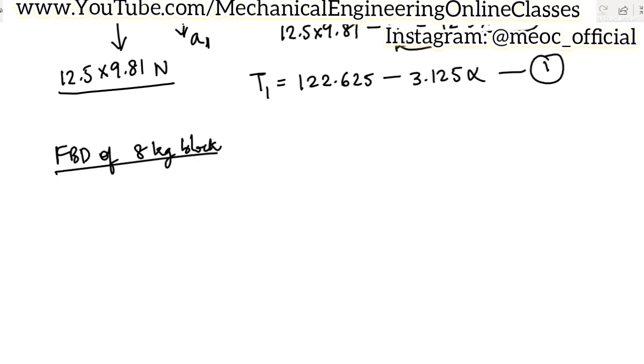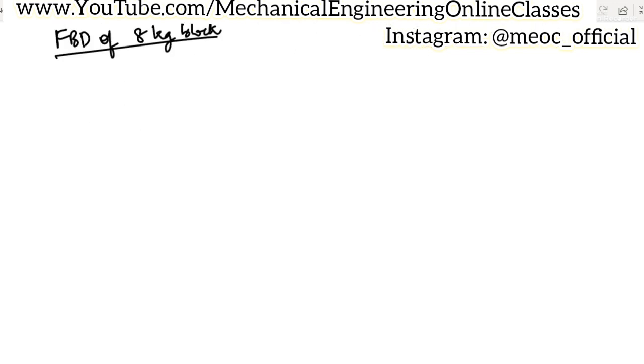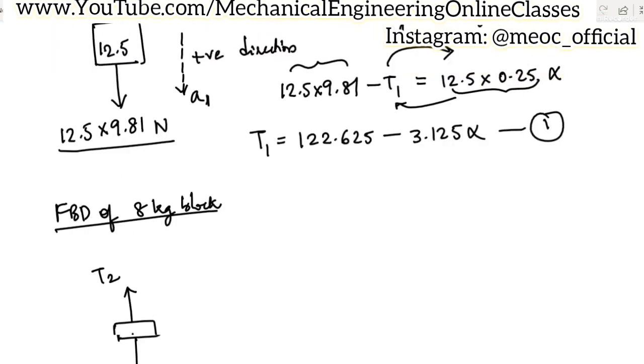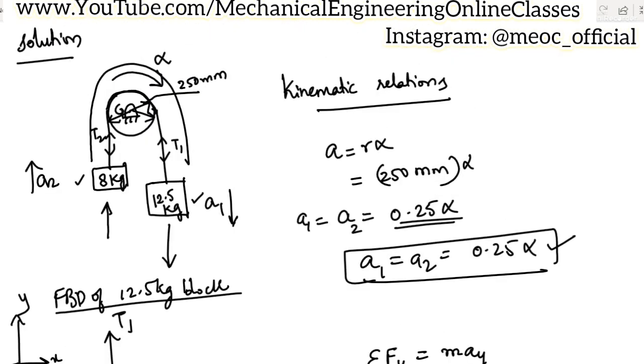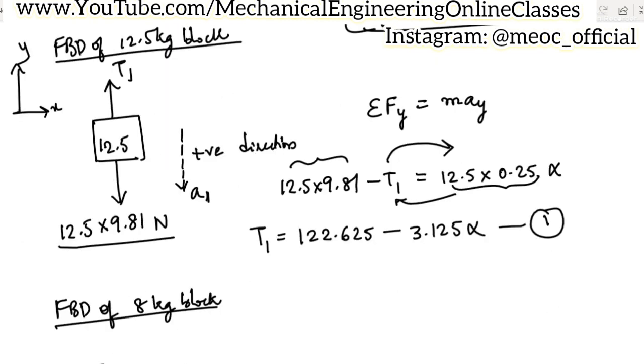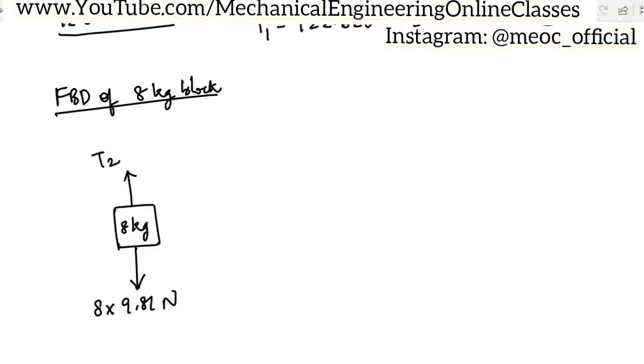So the FBD of the 8 kg block is, this is the block of mass 8 kg. The weight will be acting downward, which is 8 into 9.81 Newton. It is also attached to a rope, so the tension will be away from the object. So it is T2. And now the acceleration of the 8 kg block is upward. So the direction of motion of this block is upward. A2 direction is upward, so upward forces are positive.